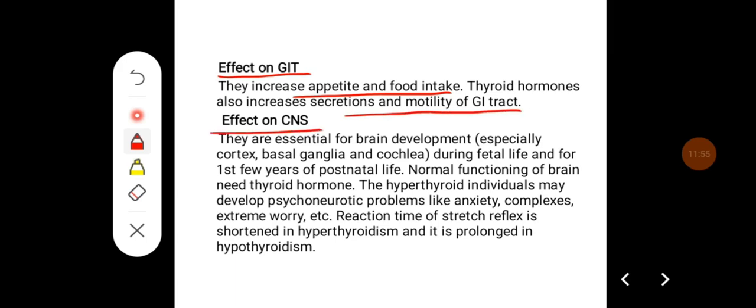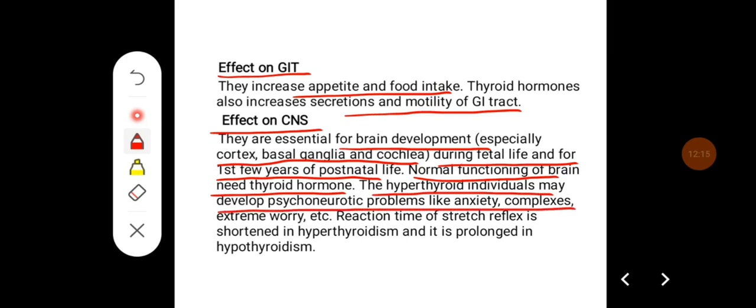Their effect on the central nervous system: they are essential for brain development, especially the cortex, basal ganglia, and cochlea, during fetal life and for the first few years of postnatal life. Normal functioning of the brain needs thyroid hormone. Hyperthyroid individuals may develop psychoneurotic problems like anxiety, complexes, extreme worry, etc. Reaction time of the stretch reflex is shortened in hyperthyroidism and prolonged in hypothyroidism.